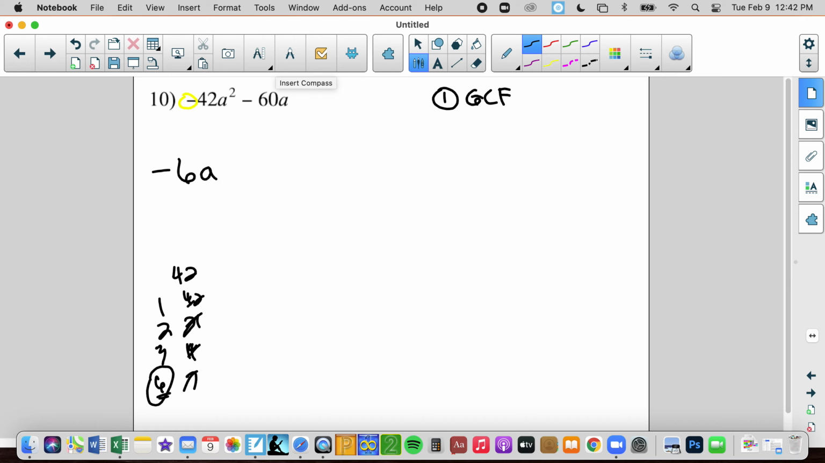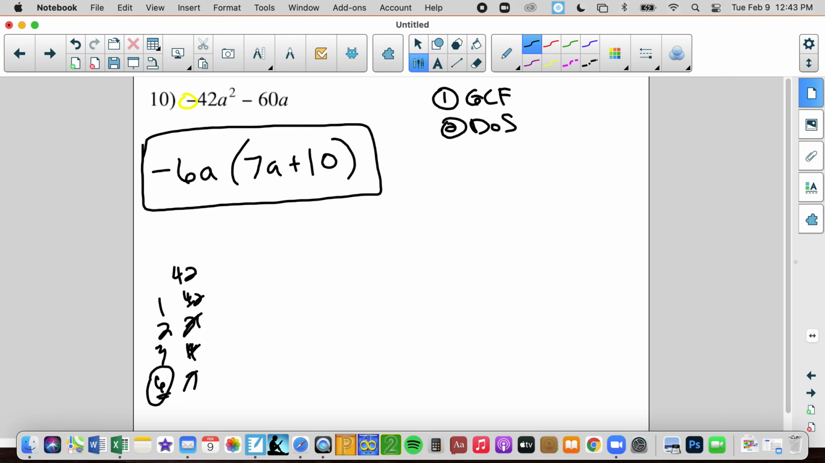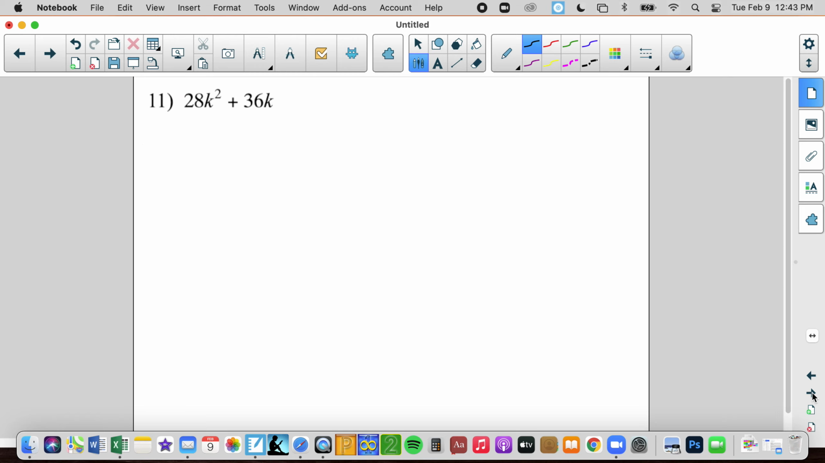So I'm going to factor out a negative 6a. That gives me 7a plus 10. See how I took this time? I had a negative. When you're dealing with negatives, take your time and just make sure. I look at this, two terms, so I think of difference of squares, but this is not difference of squares because it's not subtraction. So I can't factor that any further, and that would be my answer.